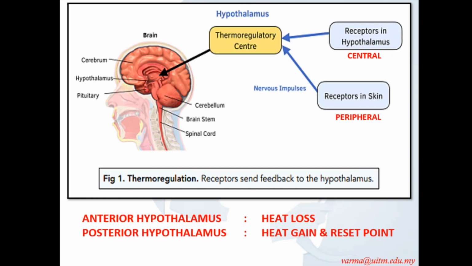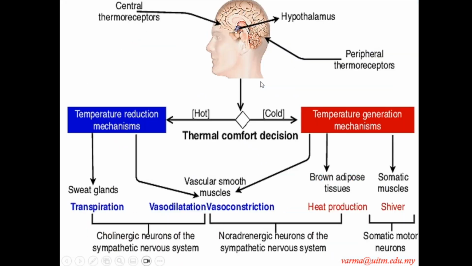Whereas the posterior hypothalamus is involved in the heat gain and reset point mechanism. It brings you back to the temperature reset point, which means it brings you back to equilibrium. That is the posterior hypothalamus. That is extra info. Okay. So next, what is the mechanism that occurs?